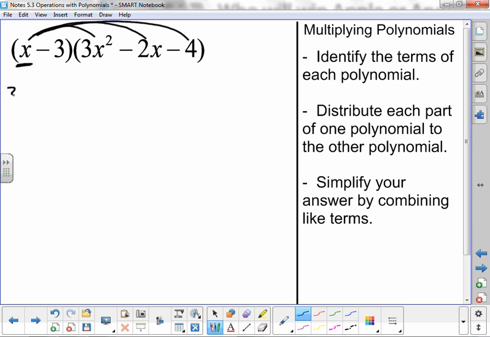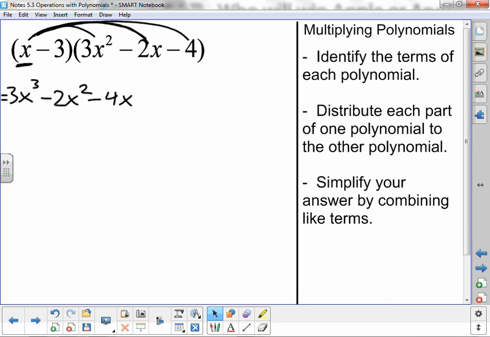So you're going to get 3x cubed, because x times 3x squared is 3x cubed. Then we're going to do the x times the negative 2x, which is a negative 2x squared. And then x times negative 4 is a negative 4x. A little equal sign over here. All right, so that's my first distribution.